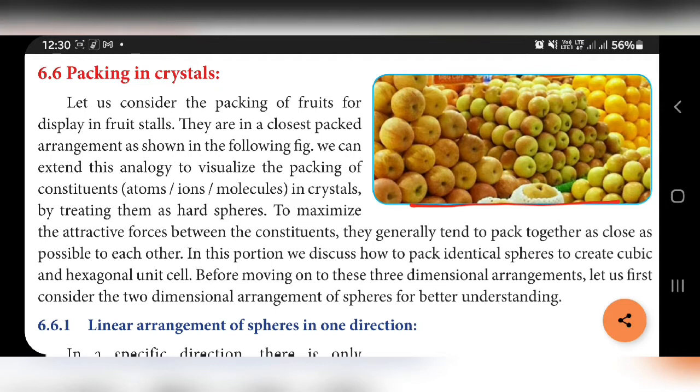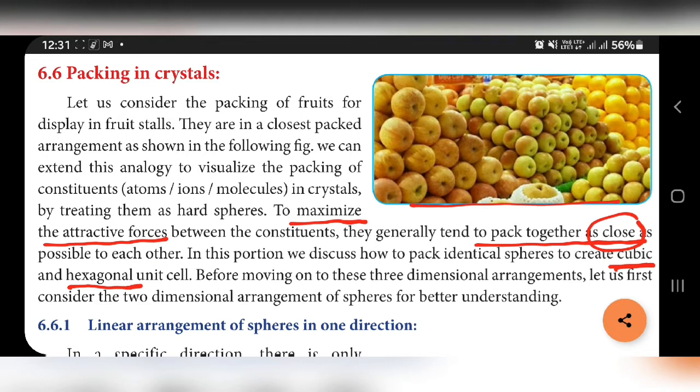To maximize the attractive forces between the constituents, generally they tend to pack together as close as possible to each other. So in this portion we discuss how to pack identical spheres to create cubic and hexagonal unit cells. So this is a very important point. Actually, this is the introduction.